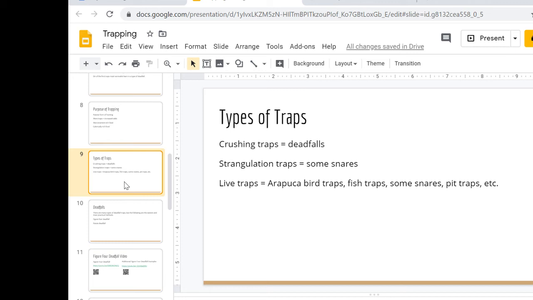Strangulation traps, some forms of snares will strangle the animal and kill it. Some will capture their legs to keep them from running away. So they don't always have to strangle the animal. It depends on the type of snare used. Live traps, so bird traps are a form of live traps. Fishing weirs are a form of live traps. Even using a spring snare as a fishing pole are a form of a live trap. And then you have pit traps are another form of live trap.